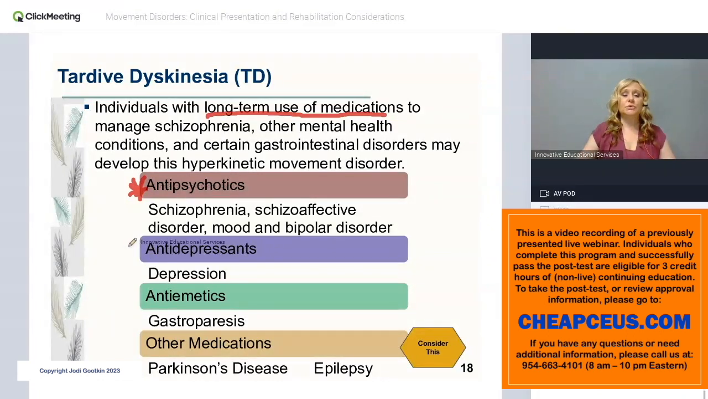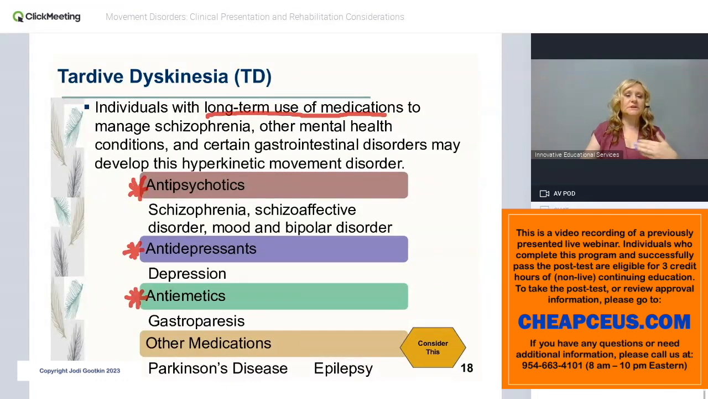Also individuals who are taking certain antidepressants. Maybe some of the research has found that it's individuals who are on trazodone or amitriptylines for long periods of time, as well as individuals who are taking antiemetics. So to control that nausea and vomiting from gastroparesis or a slowness of digestion, even individuals taking Reglan for GERD, this has been recognized in, and then a couple of other medications for Parkinson's disease and epilepsy.